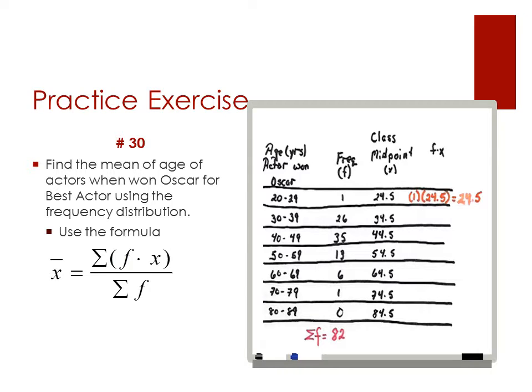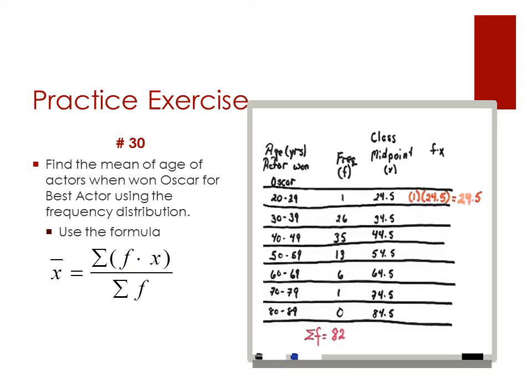All right, so here we have this working our way through. We have our age in years when we won the Oscar. We have our frequencies from before. And you notice here in red, I've summed these up. So I have my sum of f, which equals 82. And then I've gone through and calculated my class midpoint for each one of them.